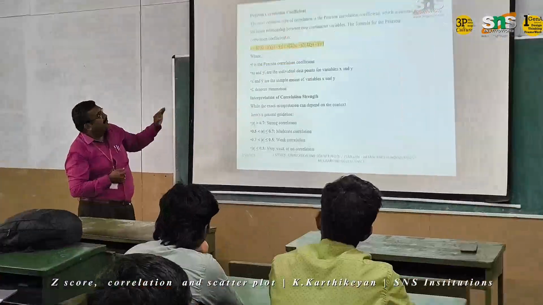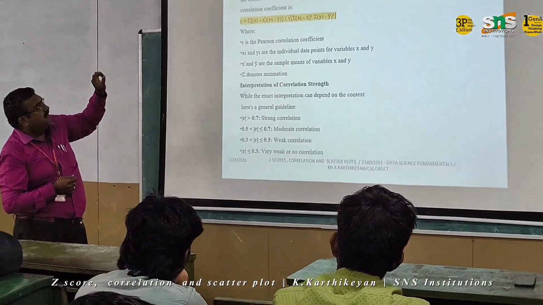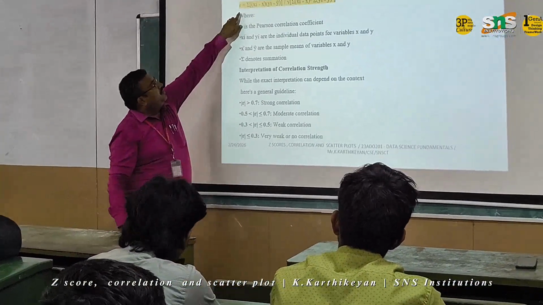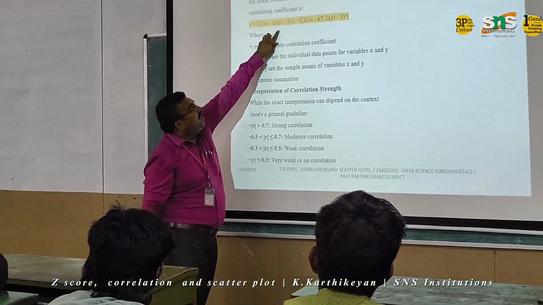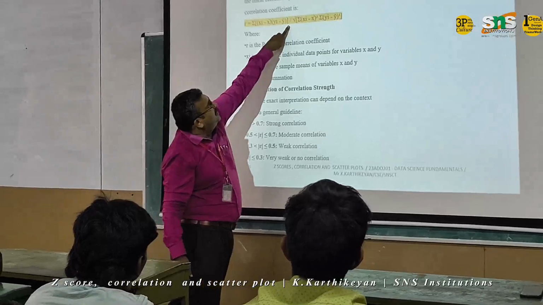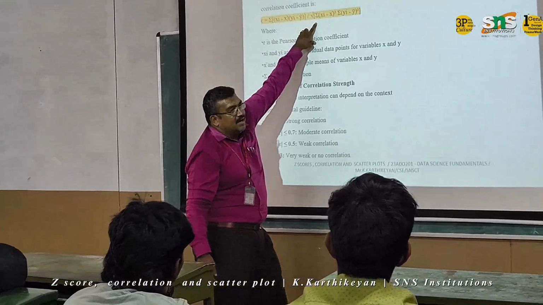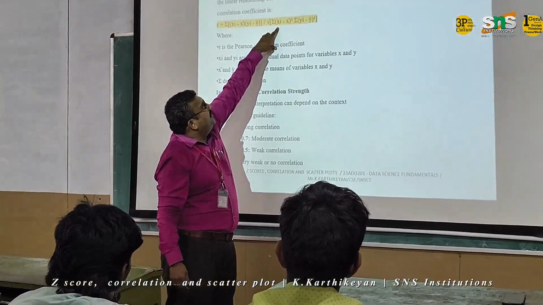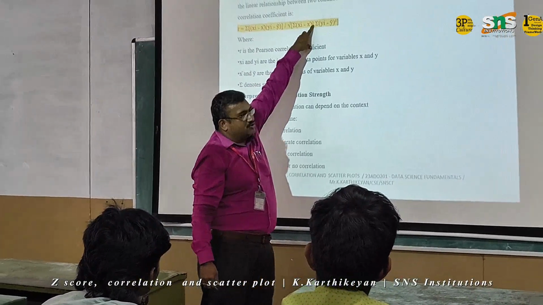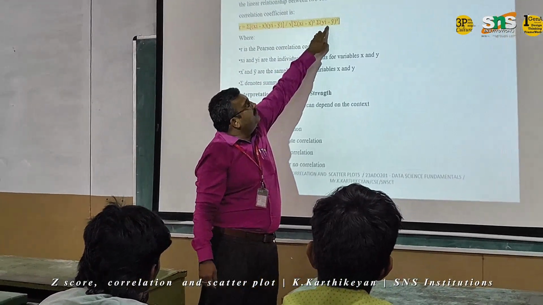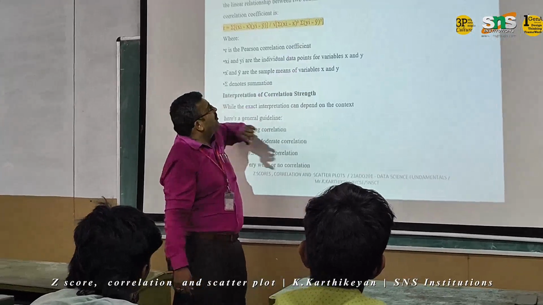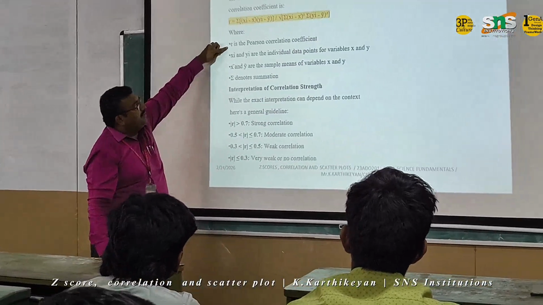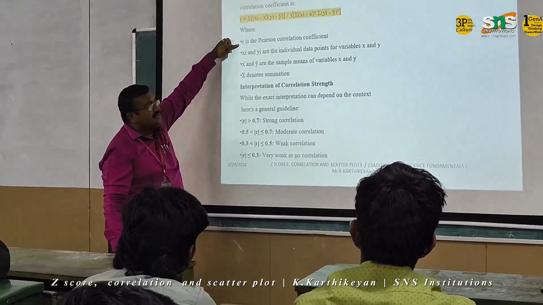So this is the Pearson correlation coefficient. The formula is R equals sigma of (x of i minus x bar) times (y of i minus y bar), divided by the square root of sigma of (x of i minus x bar) whole squared times sigma of (y of i minus y bar) whole squared, where R is the Pearson correlation coefficient.